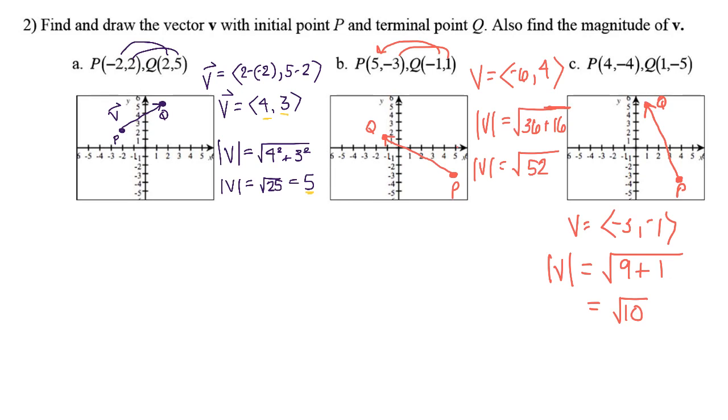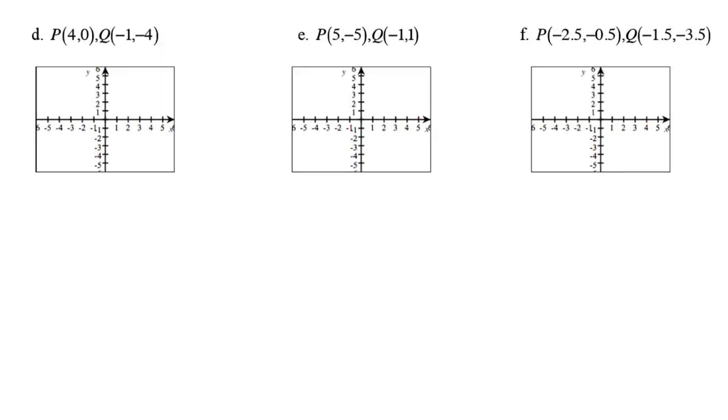Okay, moving on to the next ones. The same idea again here. We're still plotting our points. So let's see. For this one we have vector, let's see, we have 4, 0.